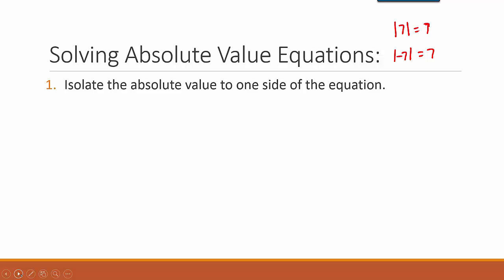So your first step when you're solving absolute value equations is to isolate the absolute value to one side of the equation. Meaning, if you have something that is outside of the absolute value symbols, you want to make sure that it's moved to the opposite side of the equal sign.